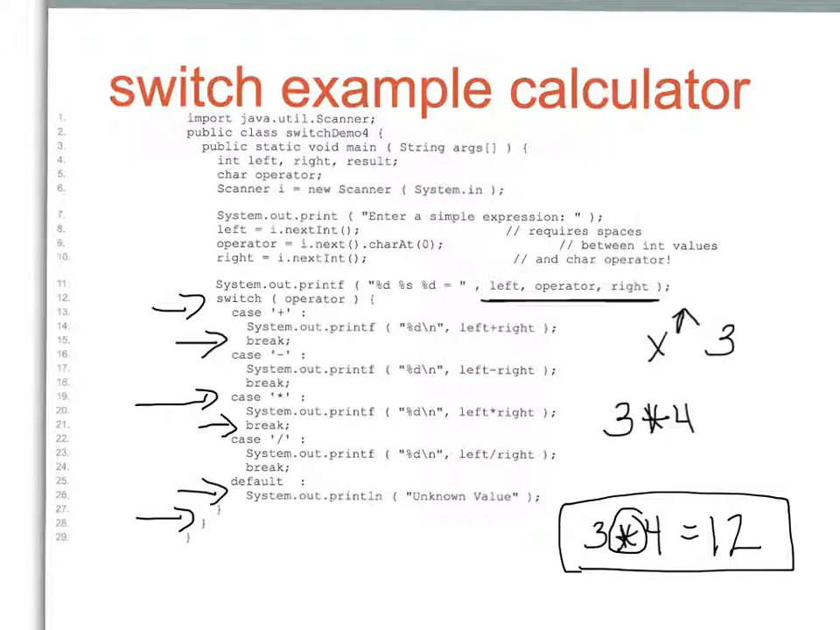Now, if the user had entered this information, like we had mentioned before, in this case, this caret operator is not an operator that is of choice here. So in that case, it would go to the default and print out unknown value. But at the same time, if the user had entered, say, 1 plus 1, then as it entered the switch, it would have happened upon the very first case. And so it would have printed out right away 1 plus 1 equals 2. And then it would have exited the switch statement because of the break here.